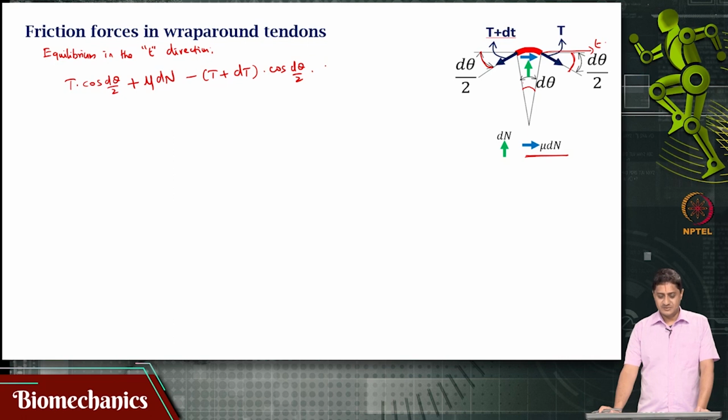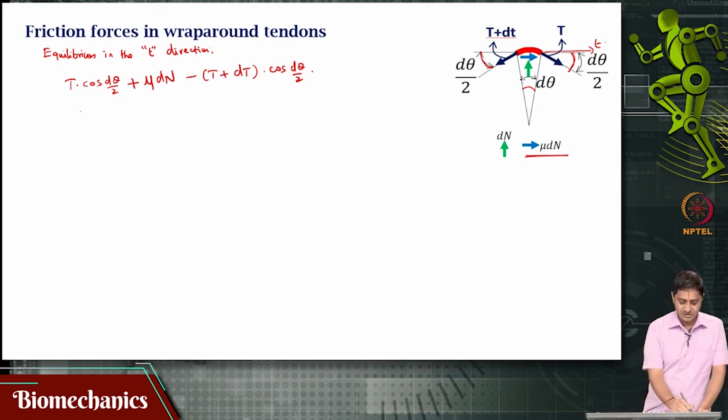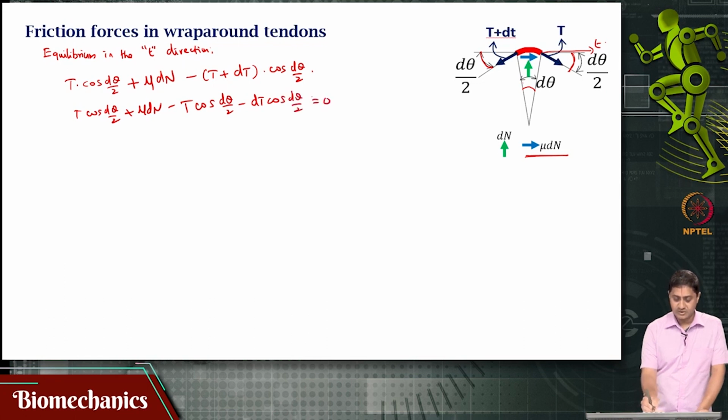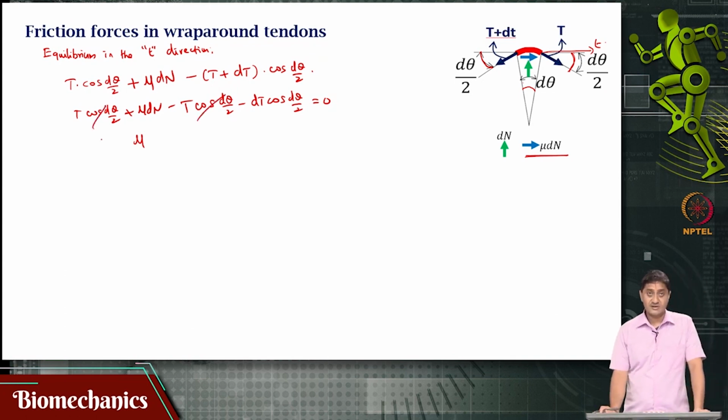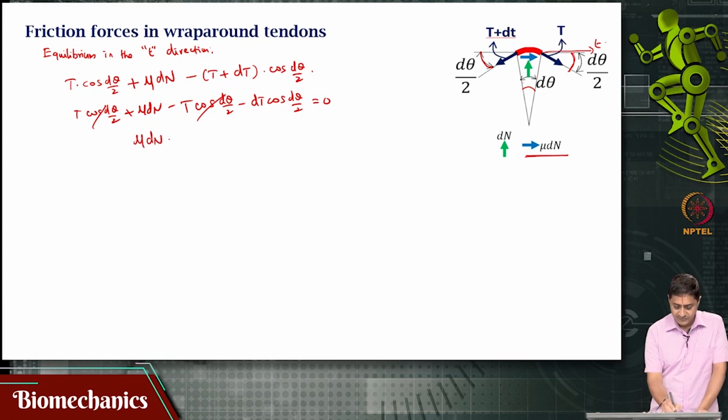I can expand this (t plus dt) cos d theta by 2 as t cos d theta by 2 plus mu dn minus t cos d theta by 2 minus dt cos d theta by 2 is equal to 0. These two, t cos d theta by 2 and minus t cos d theta by 2, will get cancelled. So, I will have mu dn is equal to dt cos d theta by 2.